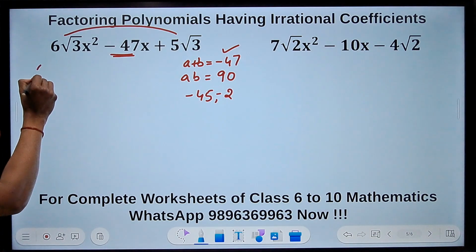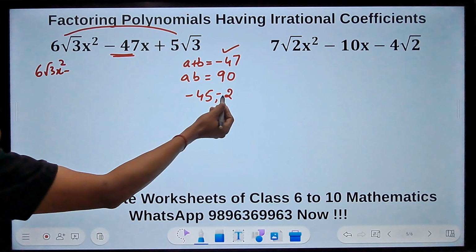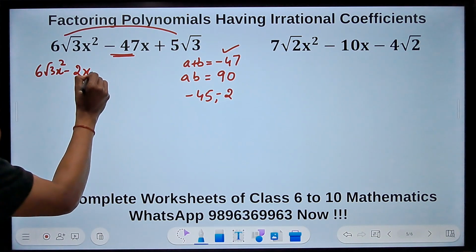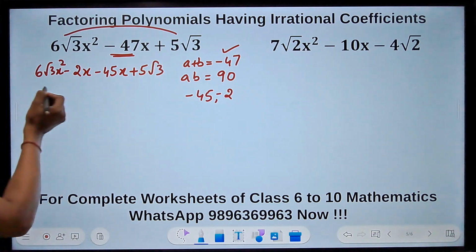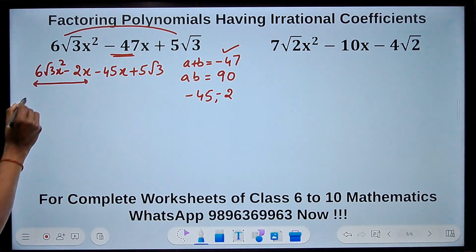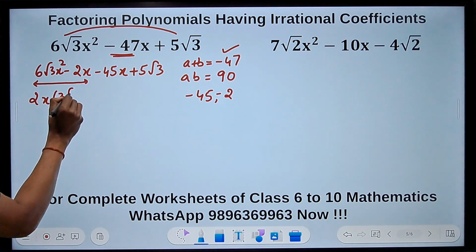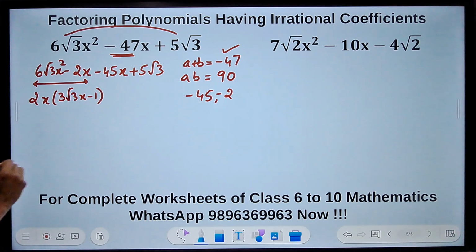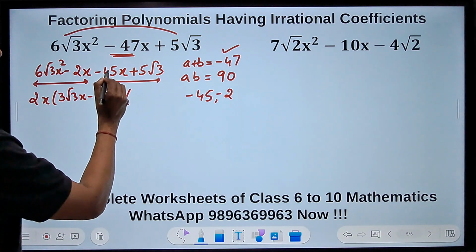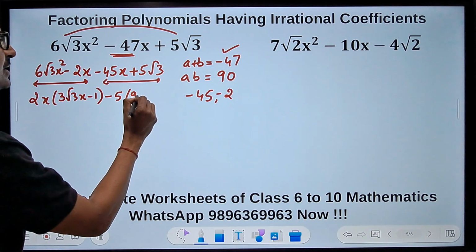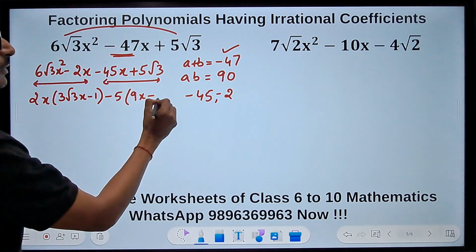Let's split. 6 root 3 x square minus, I can write any of them first, so let's write 2x, 45x and 5 root 3. So I have split the middle term. Let's take the common factor out here. We have 2x, so 3 root 3 x minus 1. If you take the common factor out of this, it is 5. So here we have 9x plus, becomes minus because we have taken the minus out, root 3.